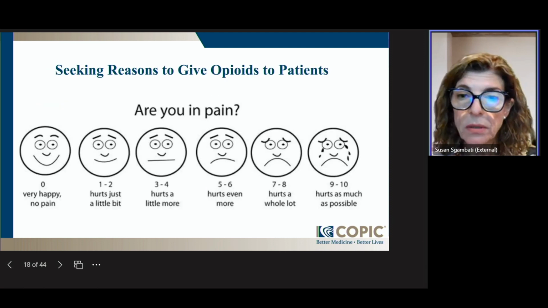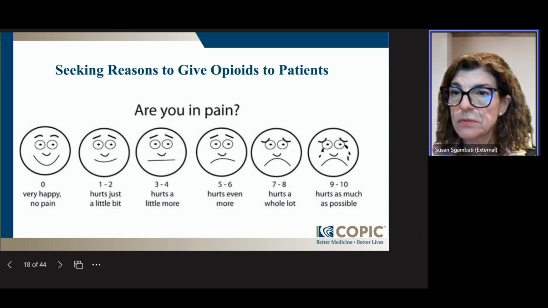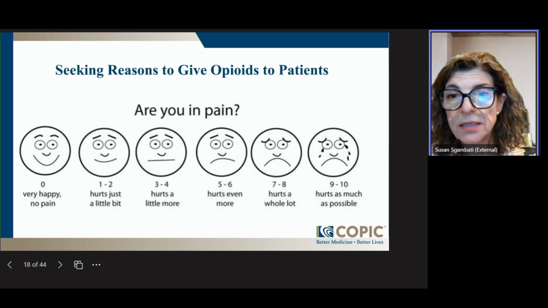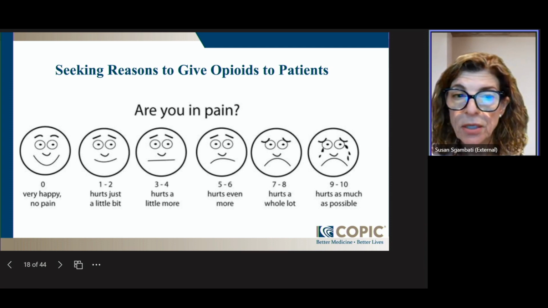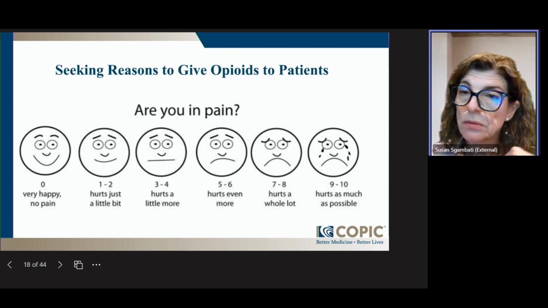Then, I know we all remember this, pain was declared the fifth vital sign. And these were in every room. And you were really encouraged to get people to have no pain.